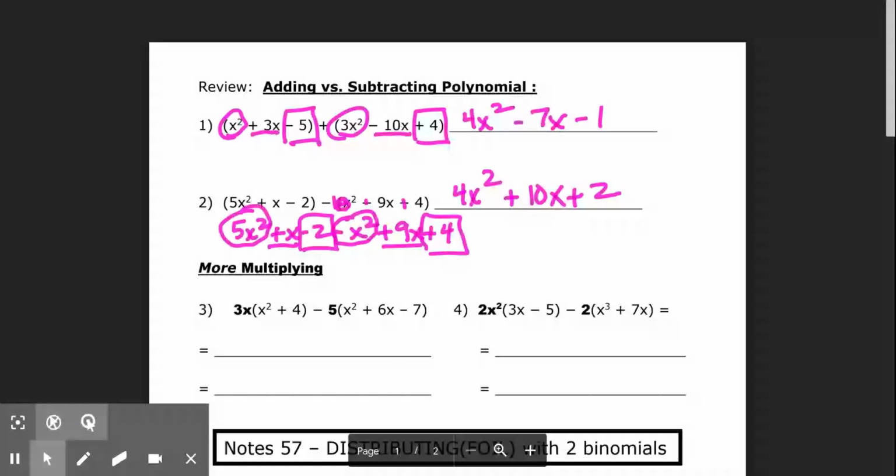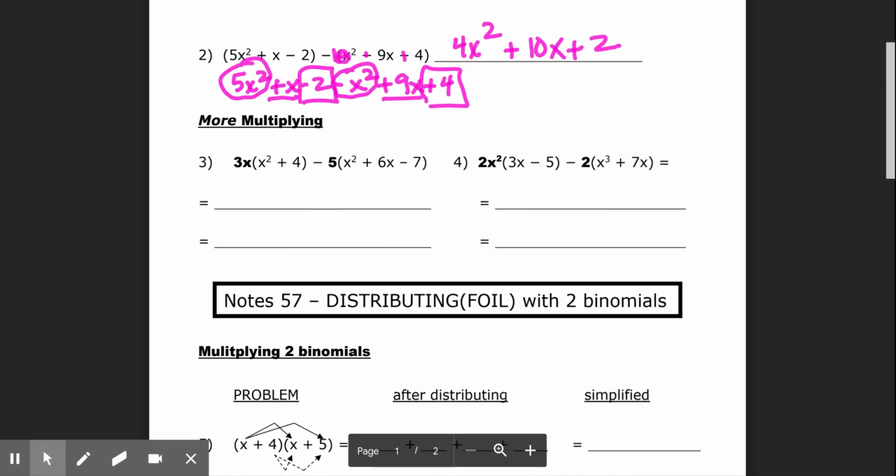All right, now here we're going to be multiplying some more. So you're going to hippity-hoppity using the distributive property. So this will be 3x, and you add your exponents, so 1 plus 2 gives you 3. Plus 3x times 4 is 12x. Then this is a negative 5 times x squared is negative 5x squared. Negative 5 times 6x is negative 30x. And negative 5 times a negative 7 is a positive 35.